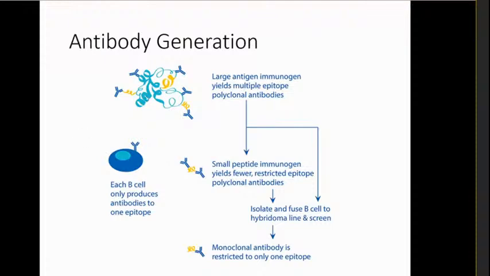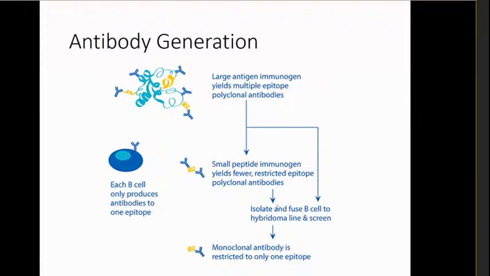In the first image, they mention that a large immunogen yields multiple epitopes, giving polyclonal antibodies. Polyclonal means that one protein block can interact with many antibodies. A small peptide immunogen yields fewer, restricted epitopes, so it is polyclonal with fewer antibodies. Here this interaction portion is removed, and it also binds with another antibody.